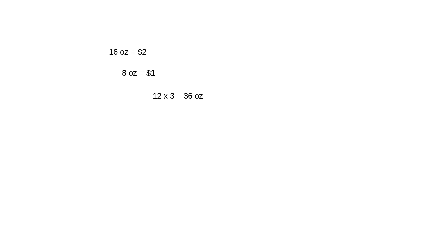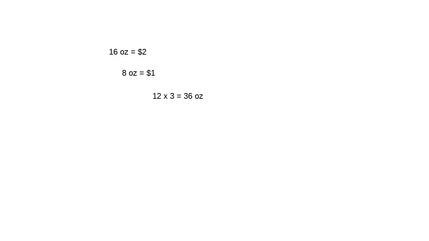Okay, so this 12 times 3. Let's just clarify this. The 12 is the number of ounces of honey in 1 cup. The 3 is what we're trying to determine, how much it costs. So we have a total of 36 ounces of honey. Then we're just taking the cost per 8 ounces, or you could even do 16.